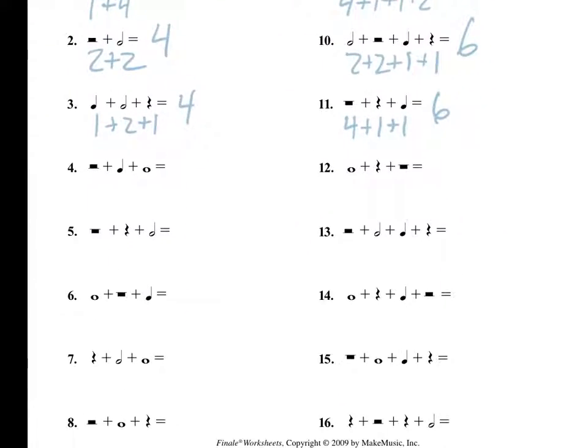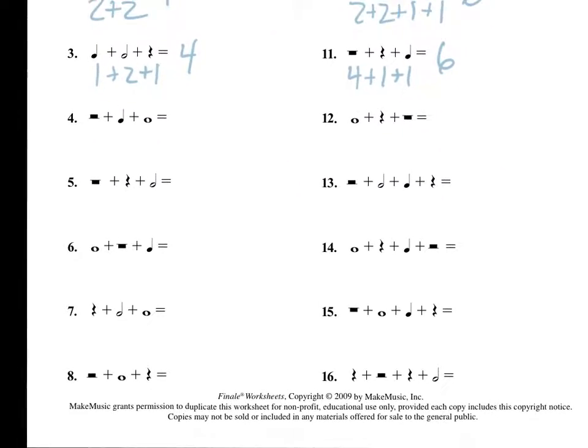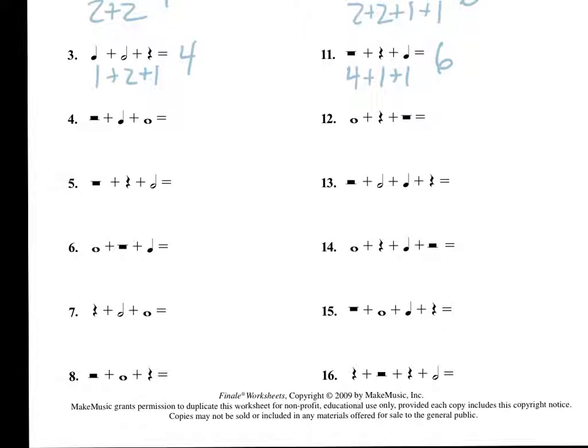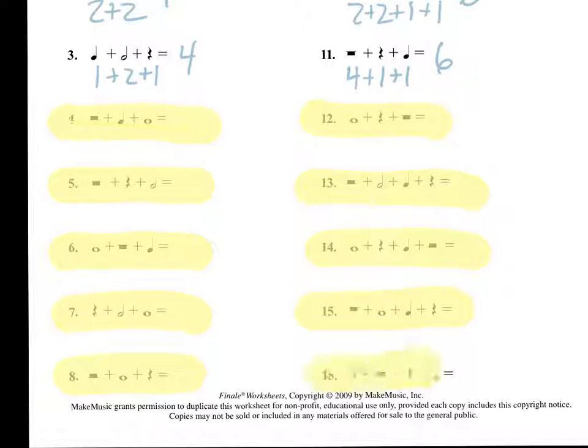Below this, you are going to answer, and of course in the video you could always pause it if I went too fast and just look at the ones that you need to do. But I want you to complete number 4, number 5, 6, 7, 8, 12, 13, 14, 15, 16. All of these should be complete, and I want to see your work underneath each rhythm. So that means go ahead and show me that you understand what the values add up to.